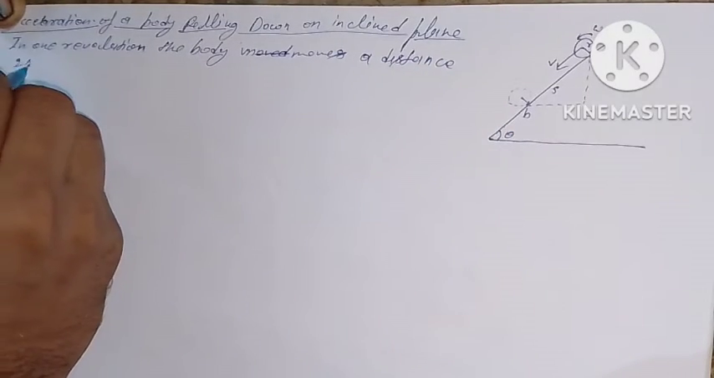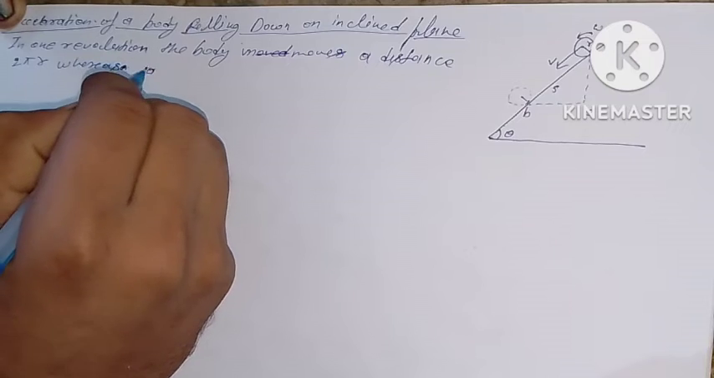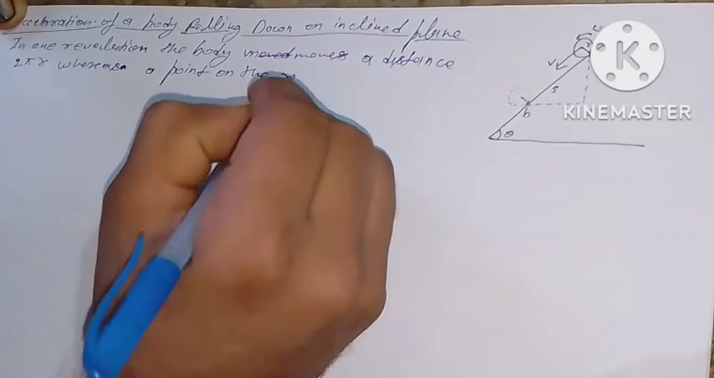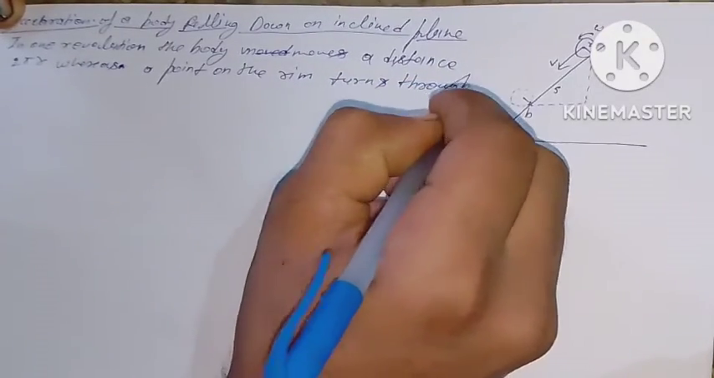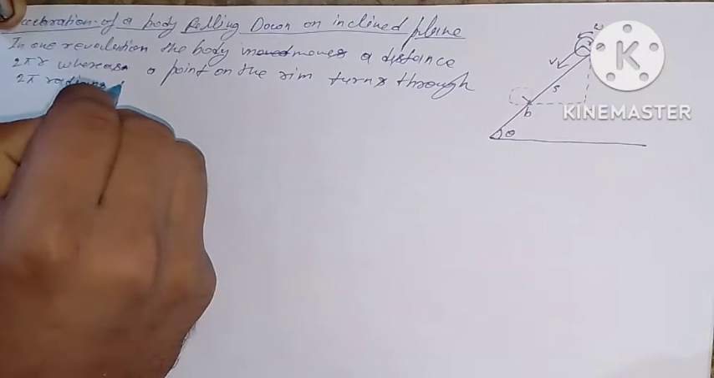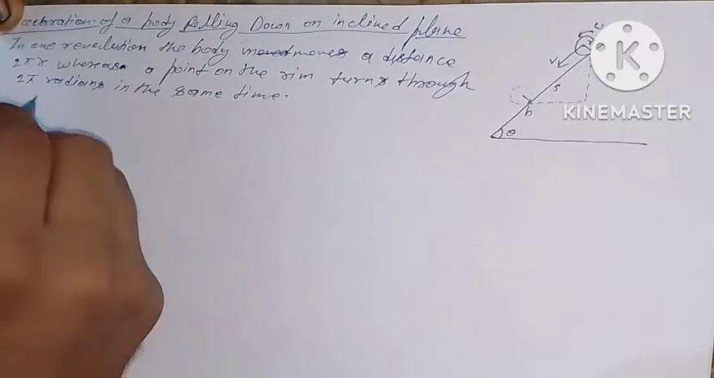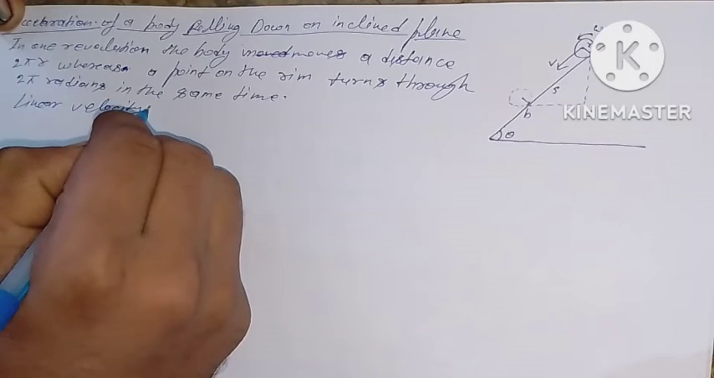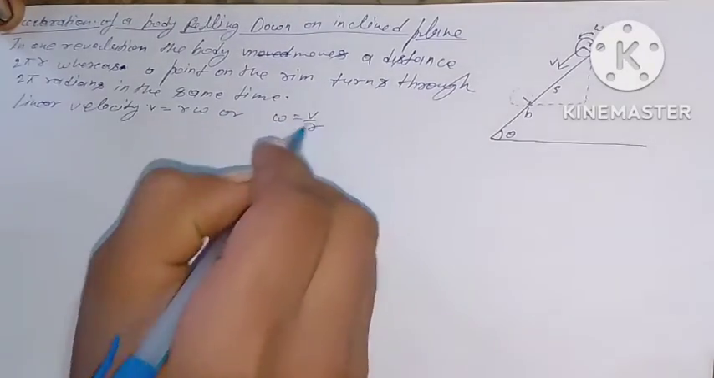In one revolution the body moves a distance 2 pi r, whereas a point on the ring turns through 2 pi radians in the same time. Linear velocity v equals r omega, so omega equals v by r.